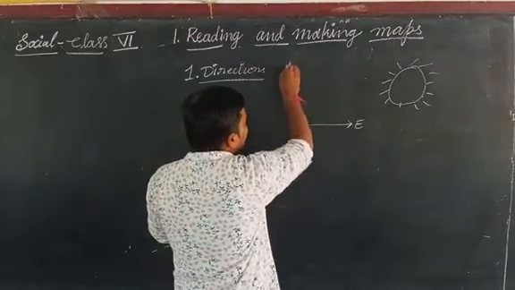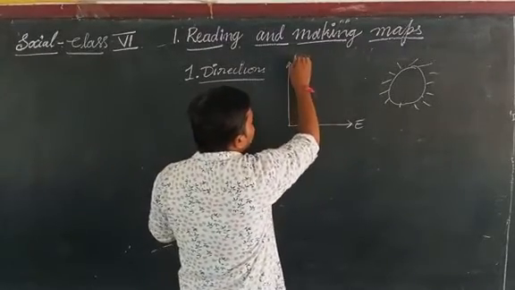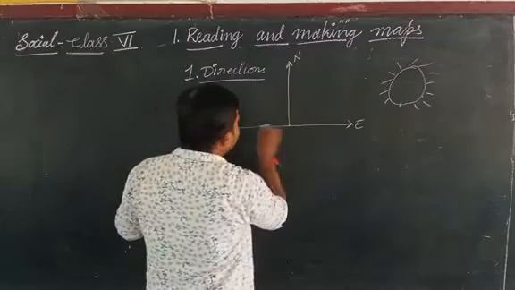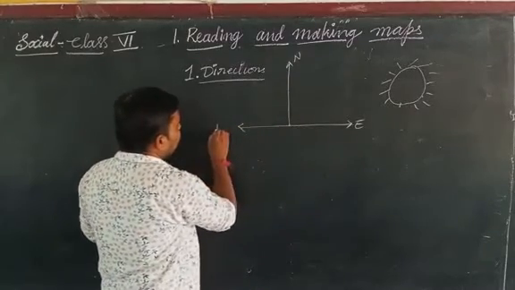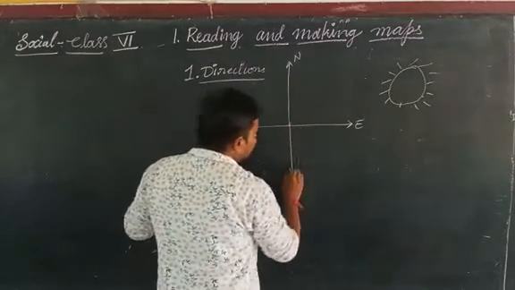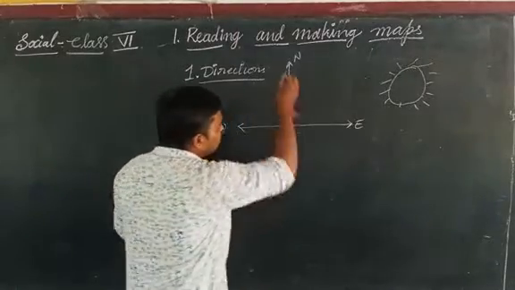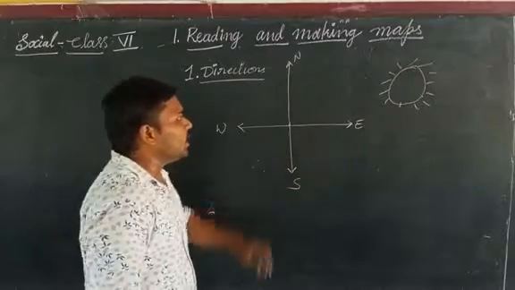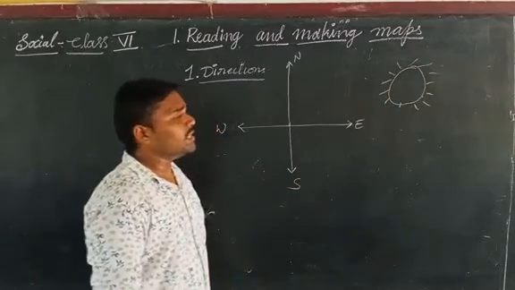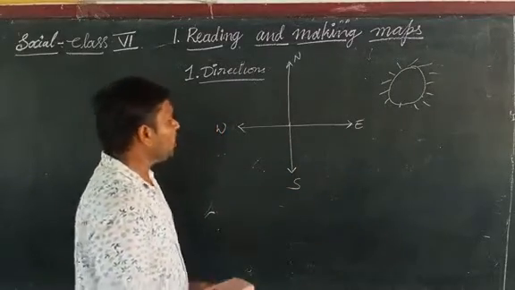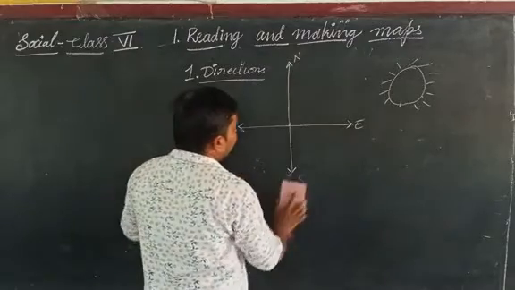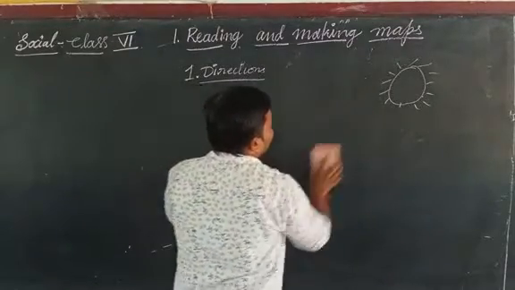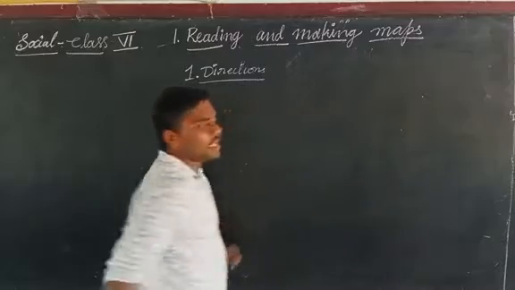The direction which is left to the east is north. The direction which is exactly opposite to the east is west. The direction that is exactly opposite to north is south. Okay, in the previous class we discussed this identification. Now we can identify the directions in another way.